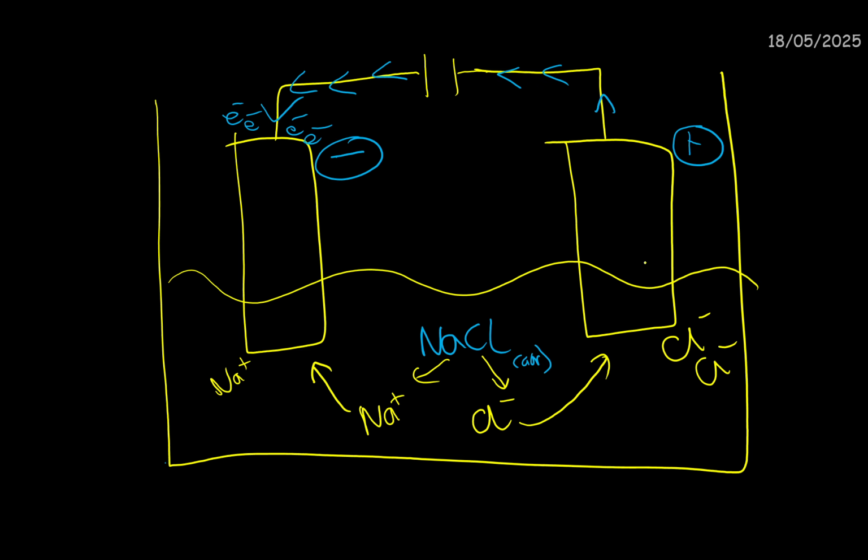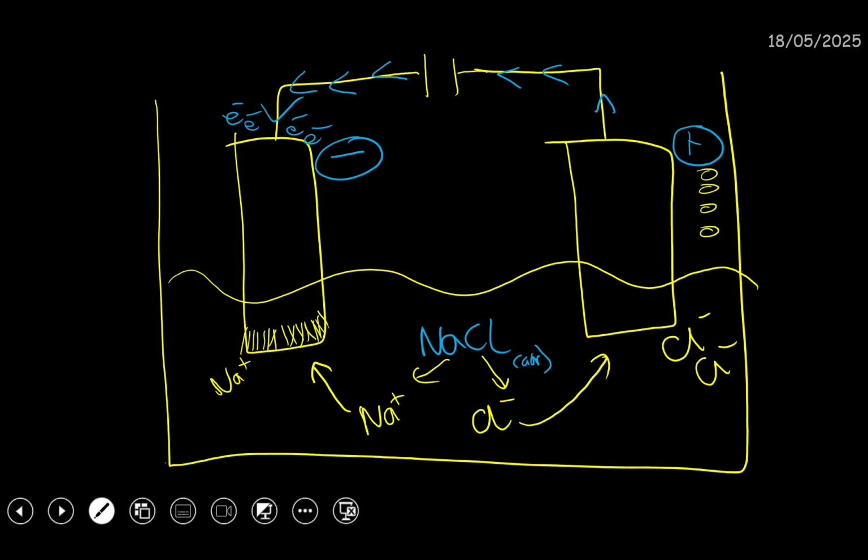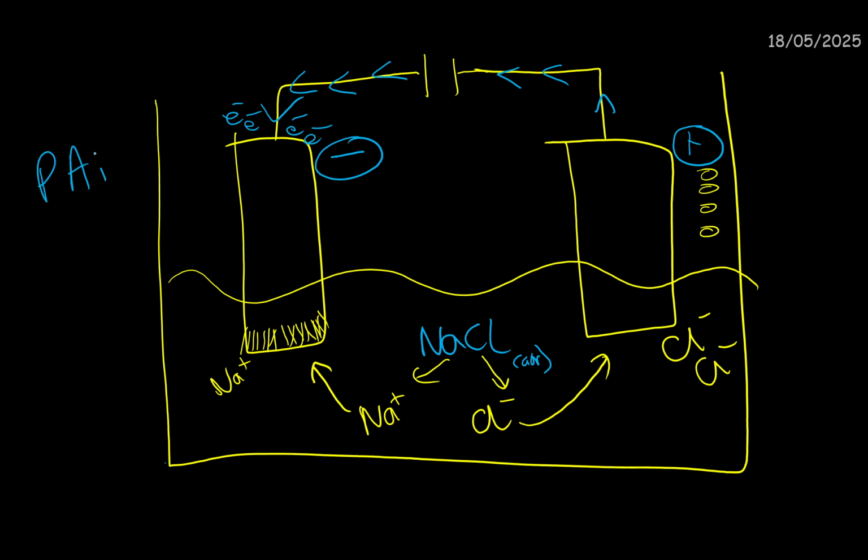Does anyone know the observation we get at the positive electrode? If you've got a lot of chlorine, chlorine is a gas, so we get chlorine gas bubbles. And the observation we get at the negative electrode is we get the sodium metal, which is kind of stuck to the bottom. Now we've got special names for the positive and negative electrodes. You need to remember PANIC: positive anode, negative is cathode. So this is cathode, and this is anode.